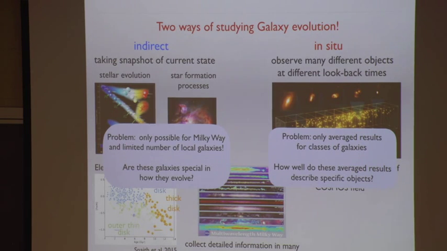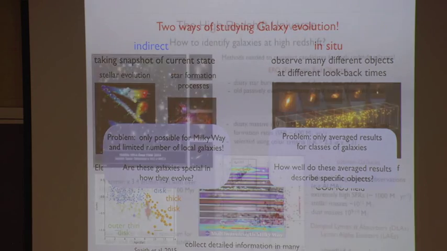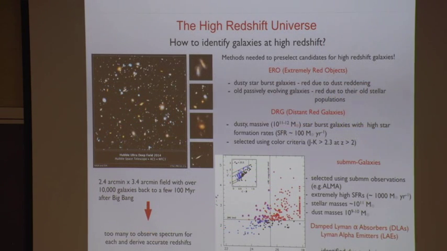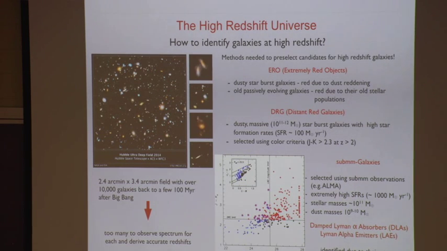So you have pros and cons on both sides. This can only be done for a very limited number of objects. This can be done for lots of objects, but gives only a more limited view on what happens. So, nonetheless, if you study the high redshift universe, you have no other choice than using large samples of galaxies.